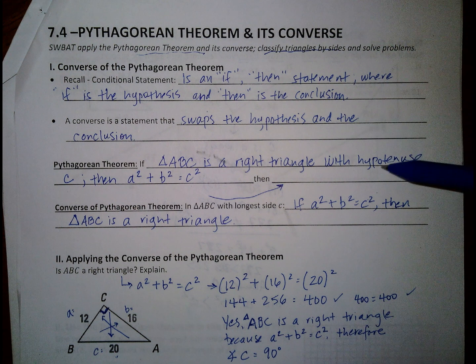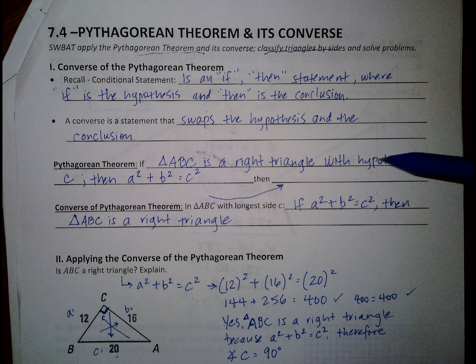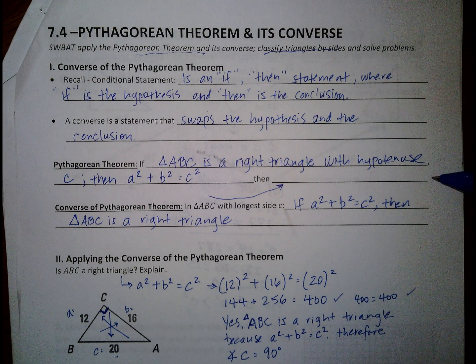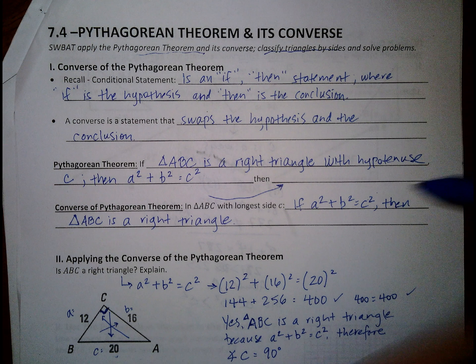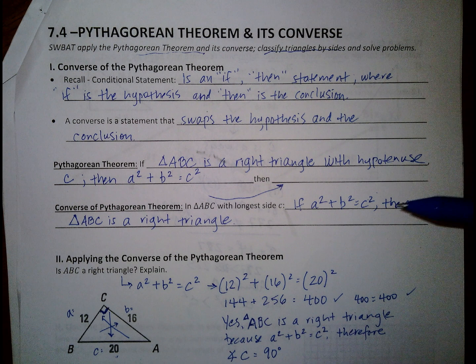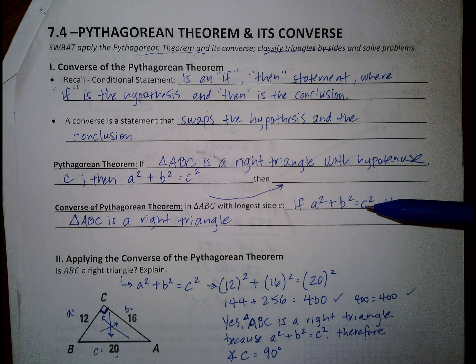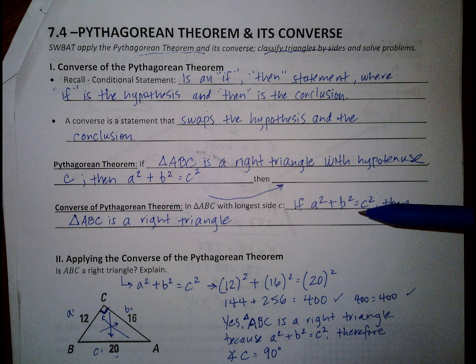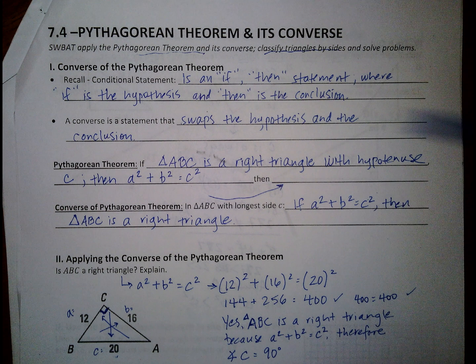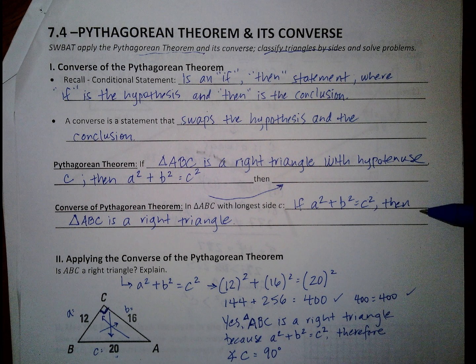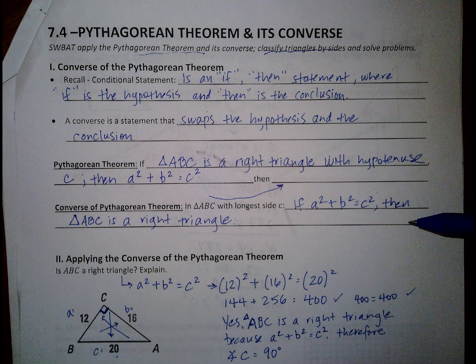So for the Pythagorean theorem, it states if triangle ABC is a right triangle with hypotenuse C, then A squared plus B squared equals C squared. The converse of the Pythagorean theorem is, in the case of triangle ABC with longest side C, if A squared plus B squared equals C squared, then triangle ABC is a right triangle.